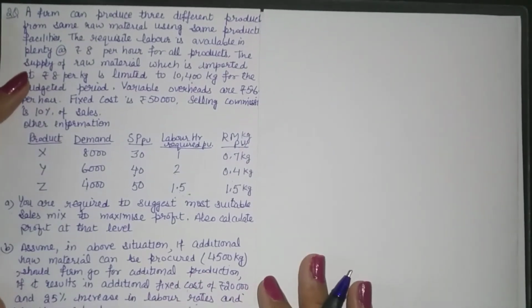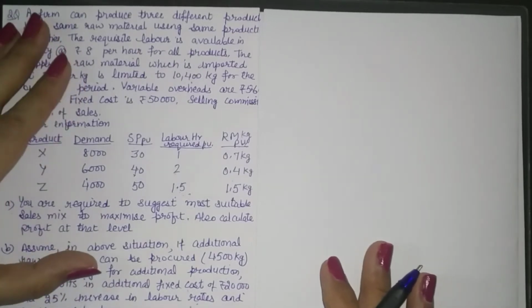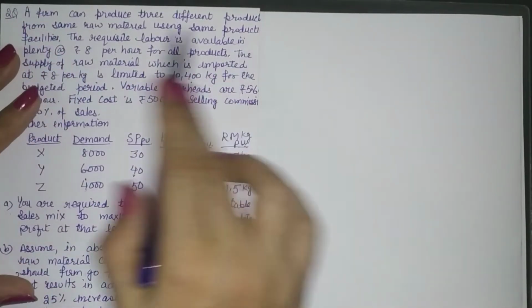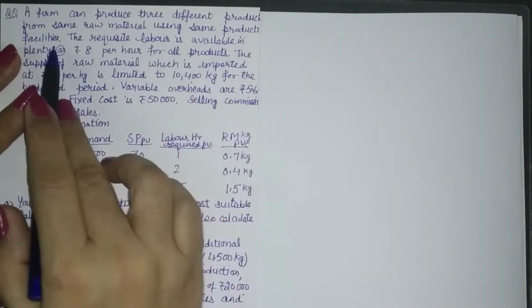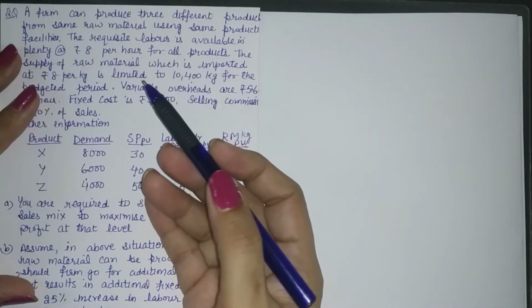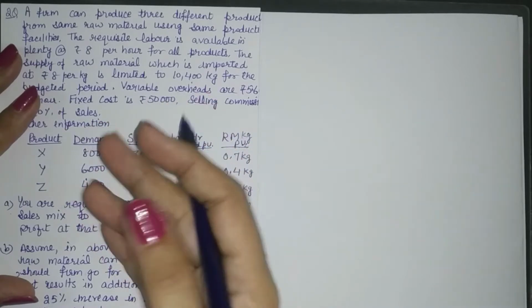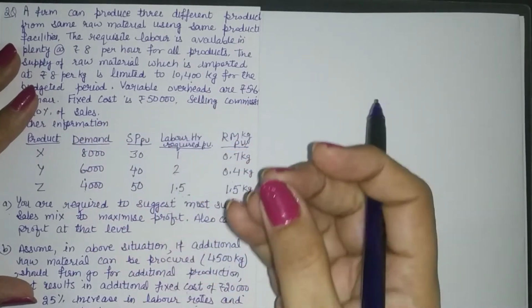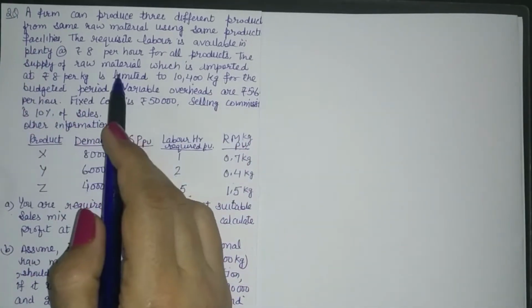Now let us read the question first. A firm can produce 3 different products from same raw material using same production facilities. So that is the basic assumption of optimal product mix based on key factor, that you have same factor being used. So this is what is given.